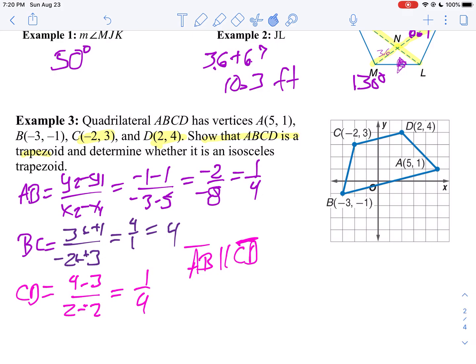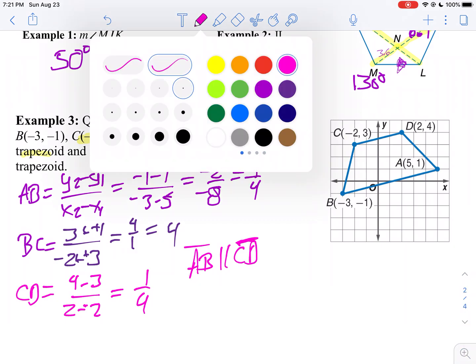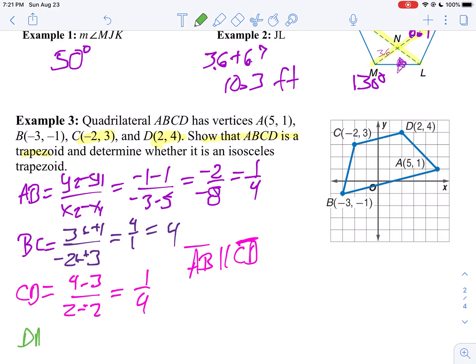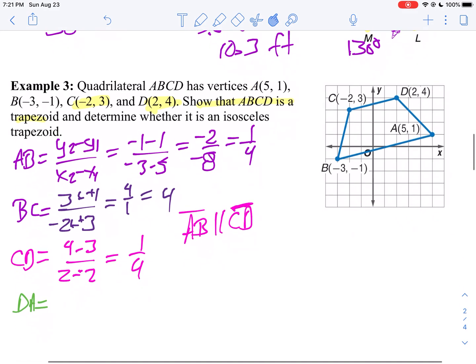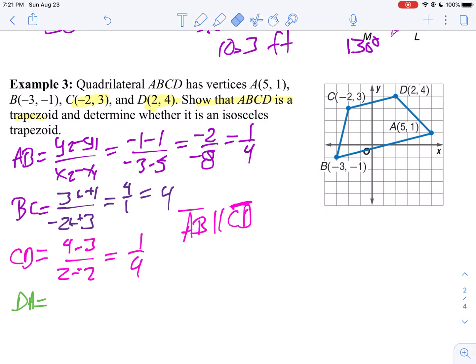And then let's find the slope of DA. So we'll say 4 minus 1 over 2 minus 5. 2 minus 5 is -3, so you get -1. So it's not a parallelogram, so it is a trapezoid.